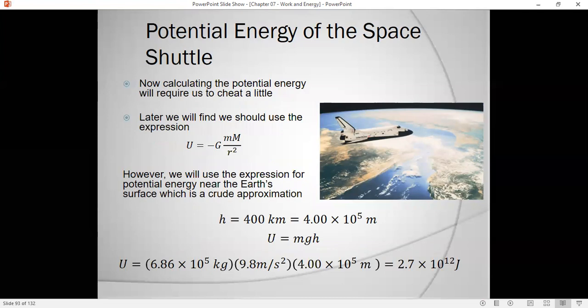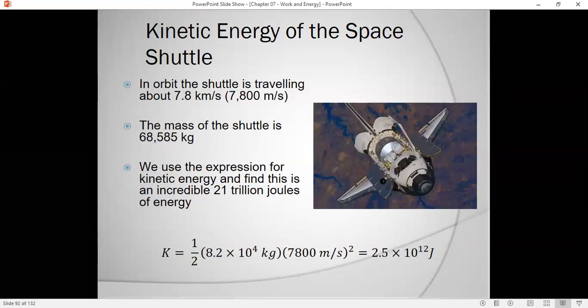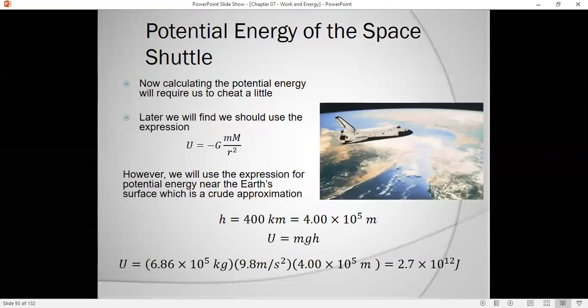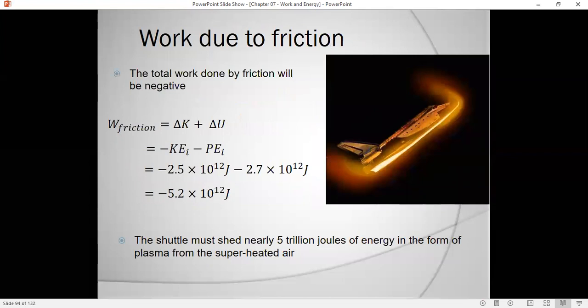Okay. And again, potential energy, so 2.5 trillion joules of kinetic energy, 2.7 trillion joules of potential energy. So the friction had to do basically negative 5.2 trillion joules of energy. Just an incredible amount of energy that they had to get rid of.